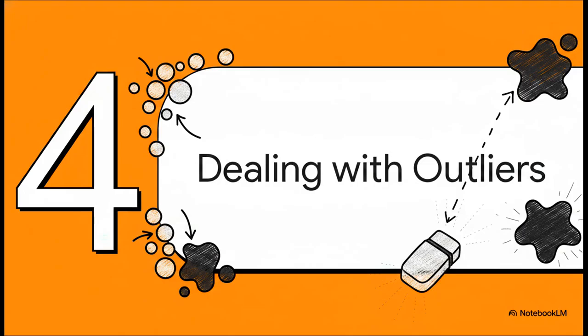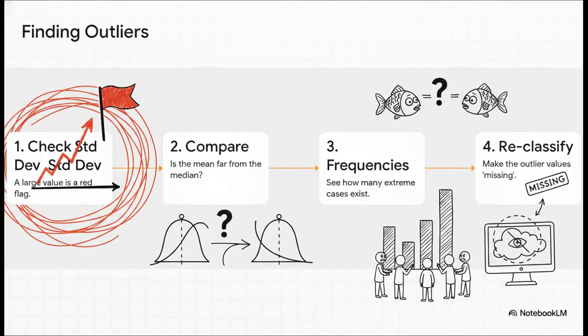So what's a researcher to do? Well, you gotta roll up your sleeves and do a little data cleanup. Before we can trust any of our fancy calculations, we have to find these outliers that are messing everything up and deal with them. So how do you actually hunt these things down? It's like being a data detective. First, you look for your big red flag, a huge standard deviation. That's clue #1.